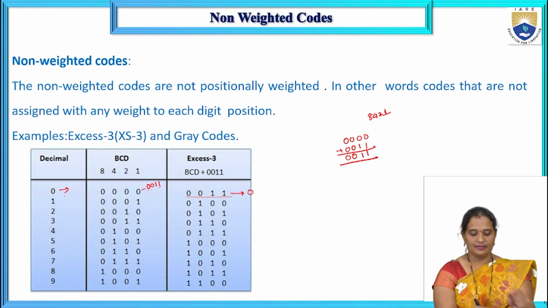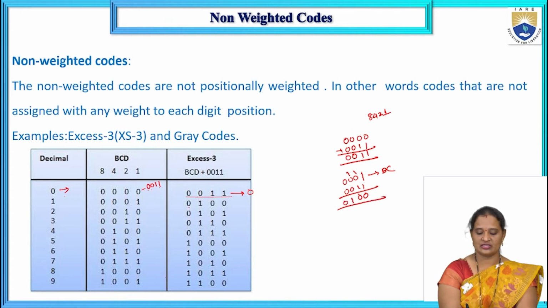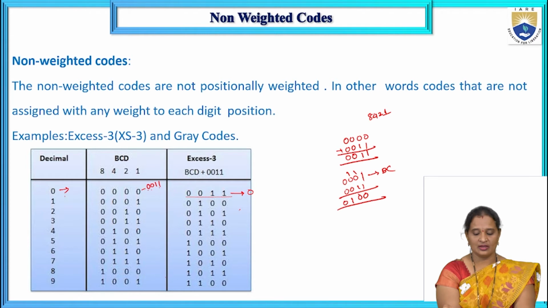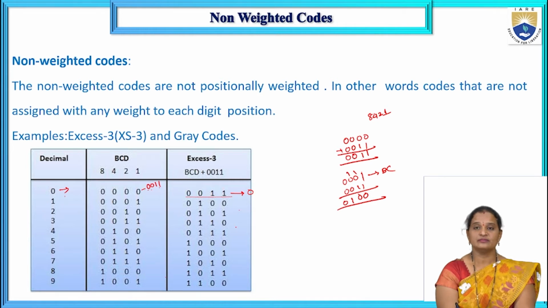Okay. Similarly, what is the XS3 code for 1? 0001 is the BCD code for 1. Now add 3 to it. 1 plus 1 is 0 with a carry 1, 1 plus 1 is 0 with a carry 1. So it is 1 and 0. So that is 0100, the XS3 code. Now similarly, 3 plus 3, that is 6. So 0110 is the XS3 code for 3.